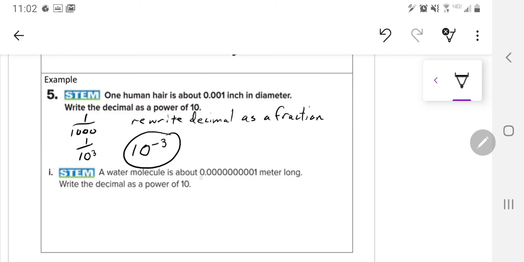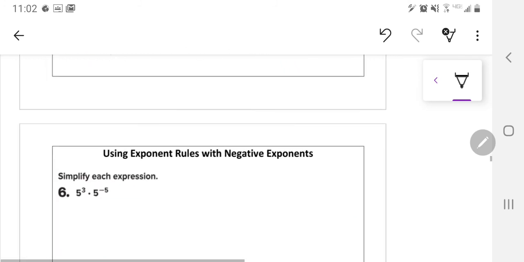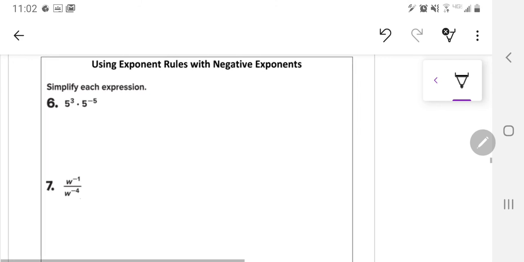All right, I'll show you a little trick here. 10, that's 1/10, 2, 3, 4, 5, 6, 7, 8, 9, 10. So that's 1 over 10 to the 10th, which is going to be written as 10 to the negative 10. All right, hopefully you got close to that one. And that is all for our negative exponents. Psych! We have to use the rules.